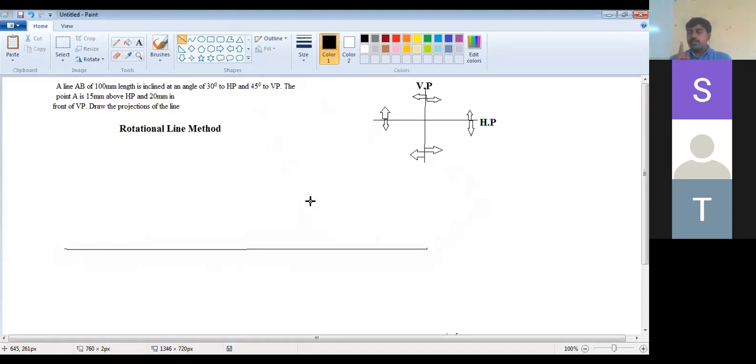So the first step, locating the point. Step number 1, locating the point. Point A, look here. The point A is 15 above HP and 20 in front of VP. Which quadrant is it? You see the diagram here, above HP, in front of VP.